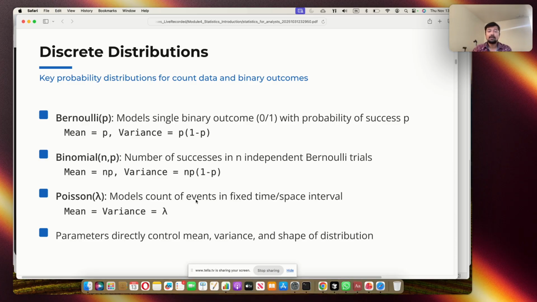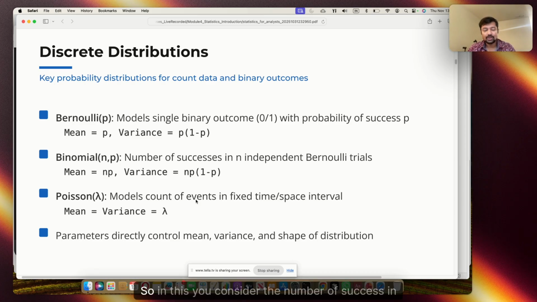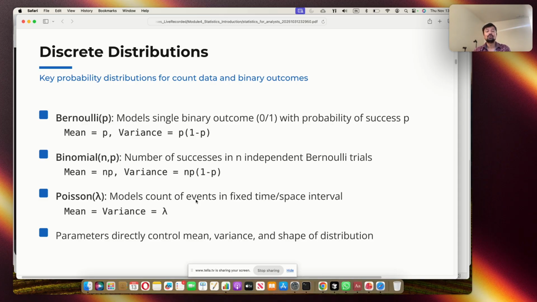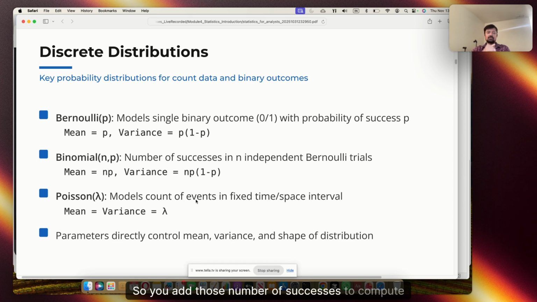Then you go for the binomial distribution. In this, you consider the number of successes in independent Bernoulli trials. So if you do independent Bernoulli trials, you have the number of successes too. You add the number of successes into the formulas for the mean and the variance. So from the Bernoulli, you get the trials and the number of successes, add them into the formula, and you get the binomial.